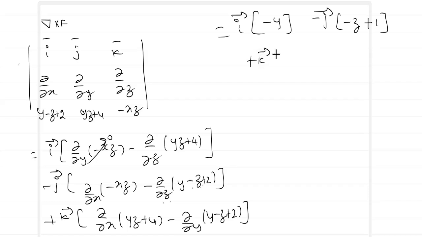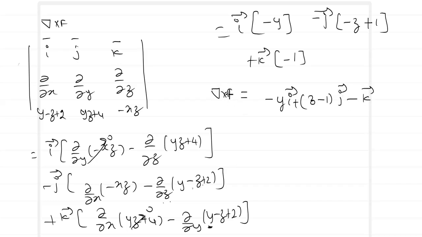Plus k times what will be the derivative over here with respect to x? No x, so this will become 0. What will this be with respect to y? You have y here, so it is going to be minus 1. So the total value of del cross f is minus y i. Let me take this minus inside, so this will become (z minus 1) times j minus k vector. So this is my del cross f.